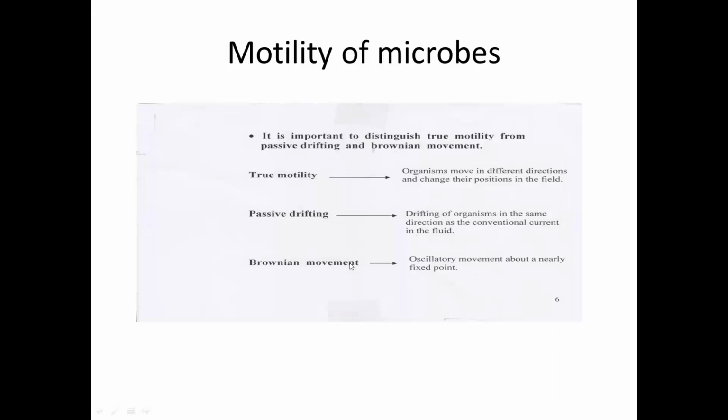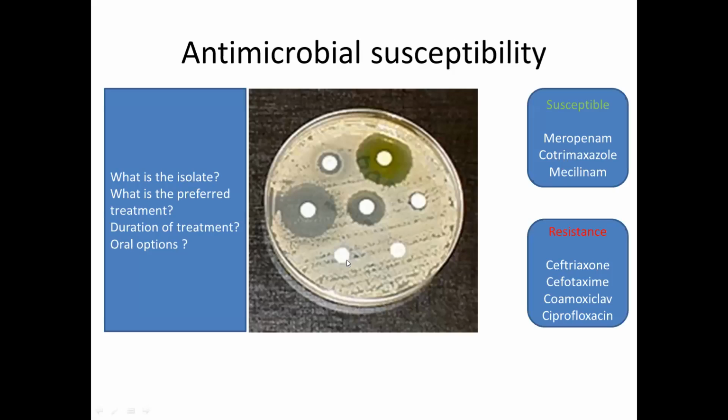So motility of microbes we use as an identification feature. Usually E. coli is motile, Klebsiella is non-motile. True motile organisms move in different directions and change their position in the field. If they just drift, it's not proper motility. Brownian movements are any oscillatory movement about a nearly fixed point. Those are not considered as motility.